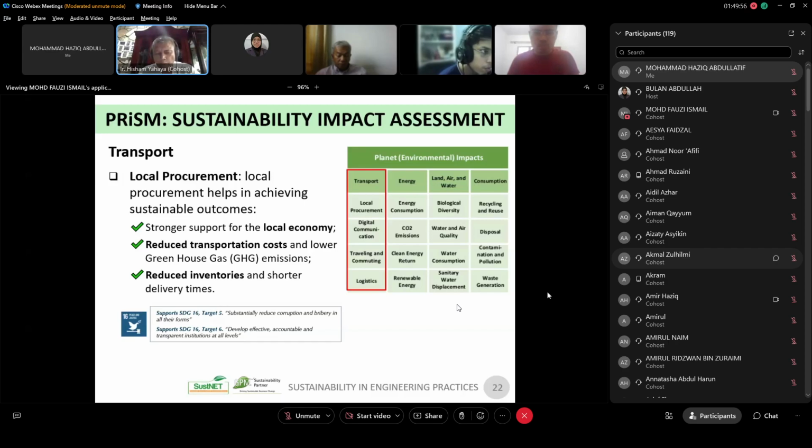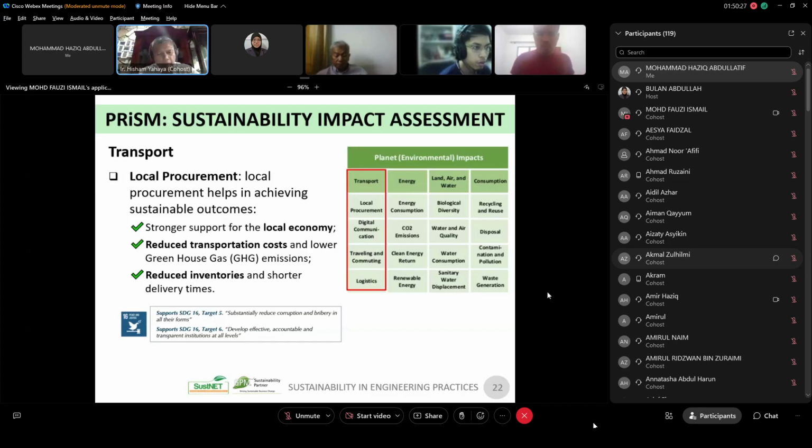So, what you need to do when you go into a project site, you also need to support the local economy. Secondly, you look into reducing transportation costs. I did highlight that if you buy locally, you don't have to transport items from far away, and you lower the greenhouse gas effect. So this is where I say that you can reduce carbon emission in a small way.